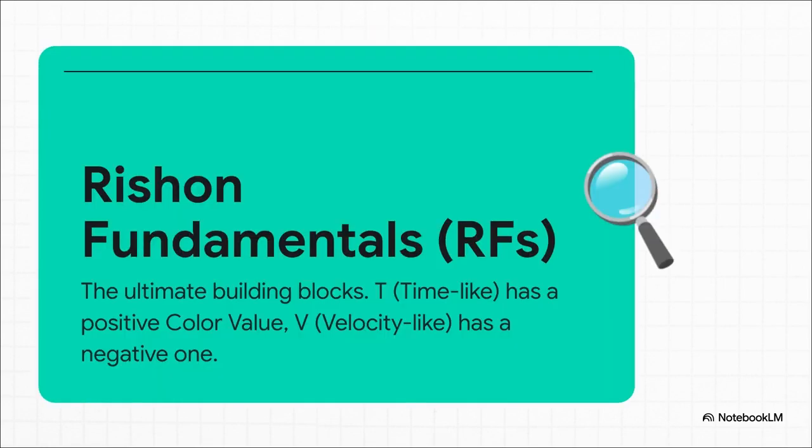Okay, first things first. Let's meet our two ultimate building blocks. We've got T for time-like and V for velocity-like. Seriously, that's it. Think of them as our only two types of Lego bricks. Now, here's the crucial part. They have an opposite property called color value. Just imagine one is a plus brick and the other is a minus brick. As you're going to see, any stable thing we build has to have its pluses and minuses perfectly balanced out.